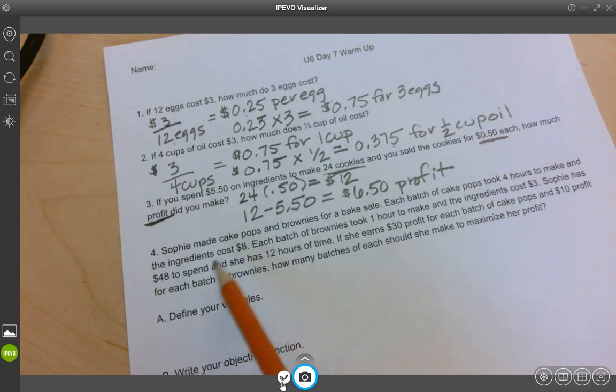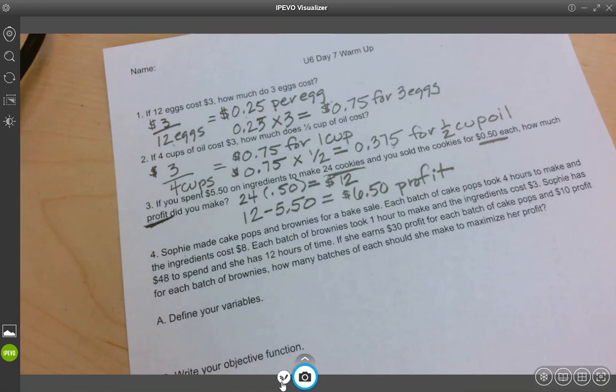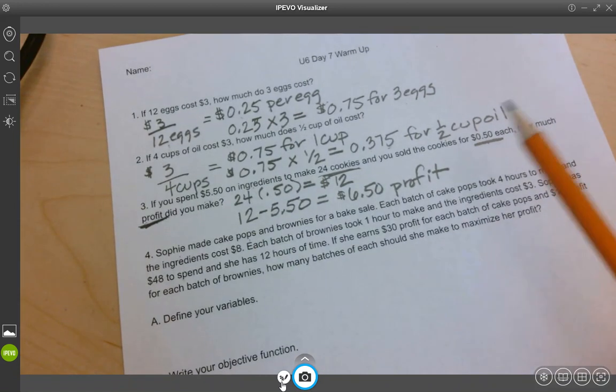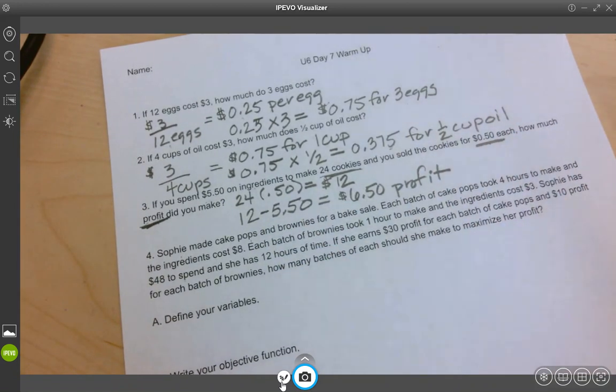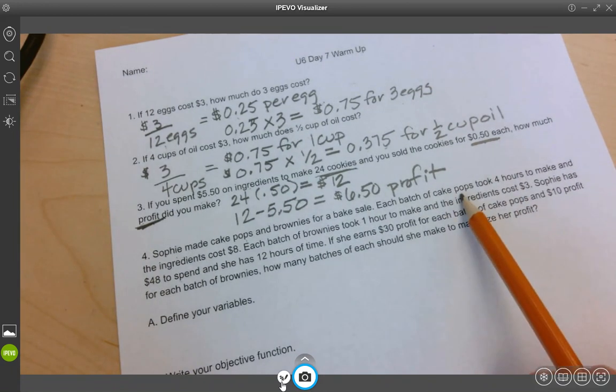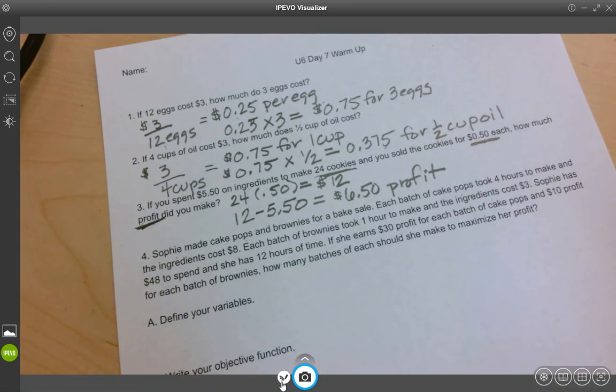Does anybody know who Sophie is? My daughter. Might show up in a Kahoot sometime. My son's name is Ben. Anyway, she really did actually make cake pops for a bake sale, but she made cake pops and cookies, not cake pops and brownies. And the cake pops did take forever to make. Has anybody ever made cake pops?